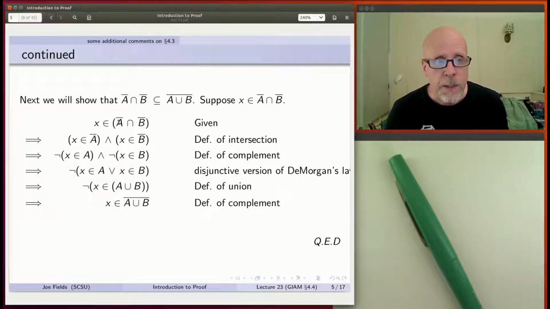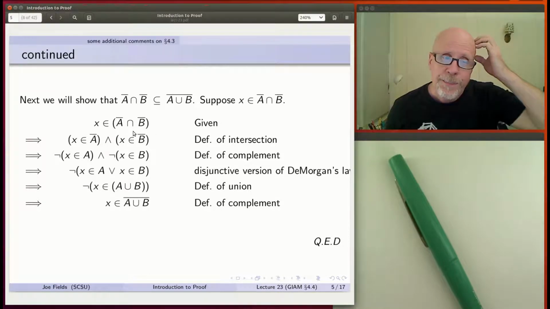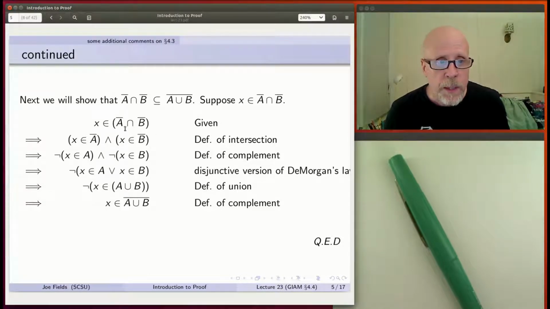X is in this intersection of the complements is given. What do we do next? Turn the set intersection into a conjunction of the membership conditions. That's what we did. That's really just what the definition of intersection means. That is the definition of intersection.